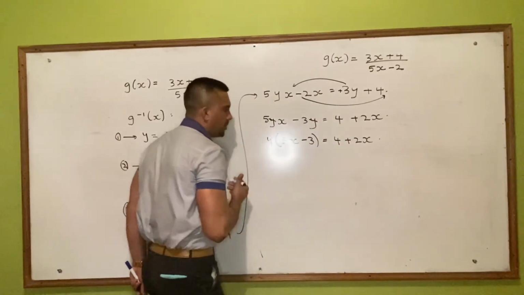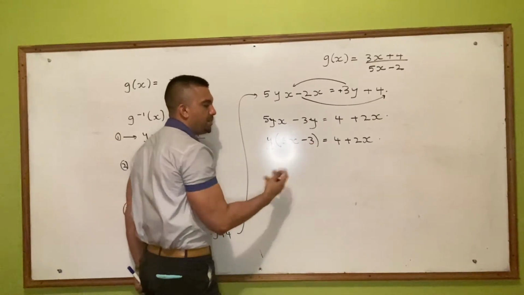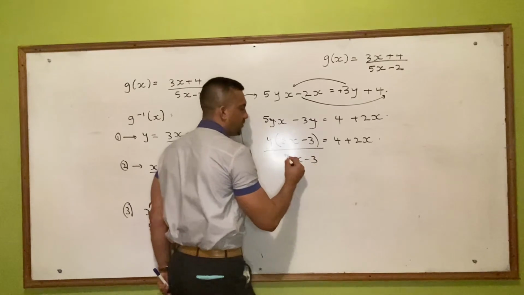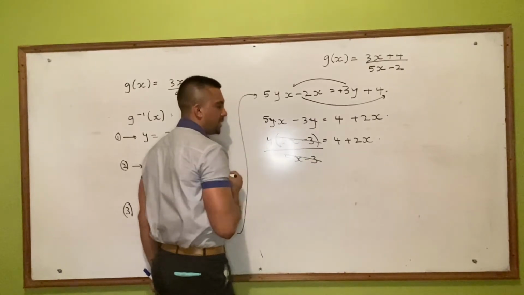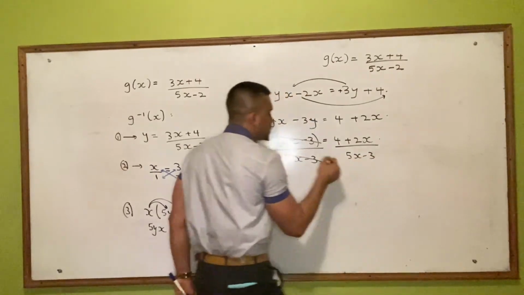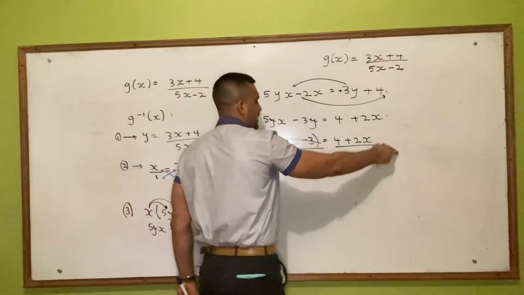And bracket means to multiply. If you want to get rid of this term being multiplied, you divide by it. So we divide by 5x minus 3. 5x minus 3 cancels with 5x minus 3. You divide on this side by the same thing, 5x minus 3. So we are left with y alone is equal to this expression on this side.